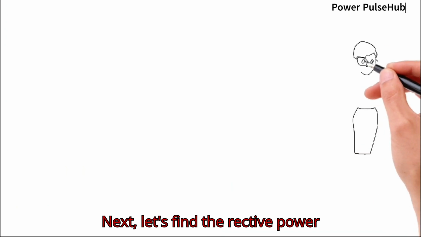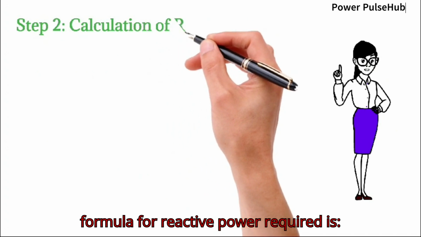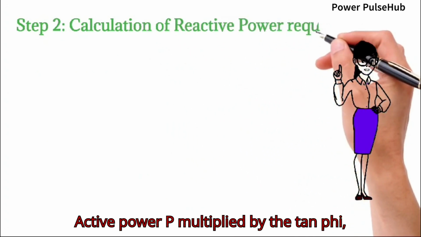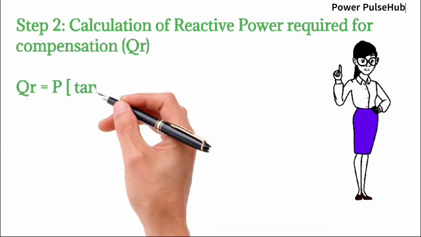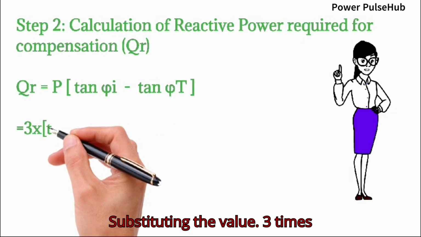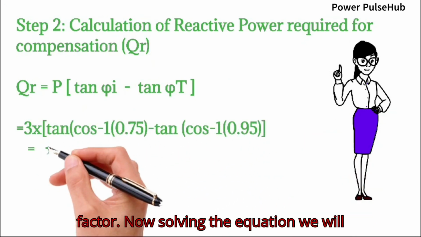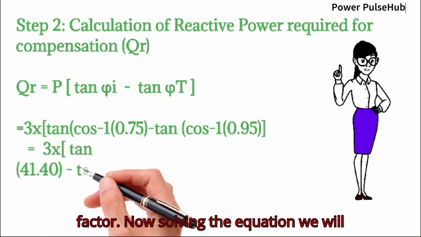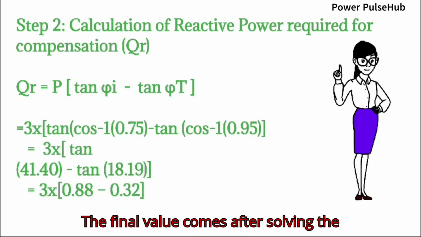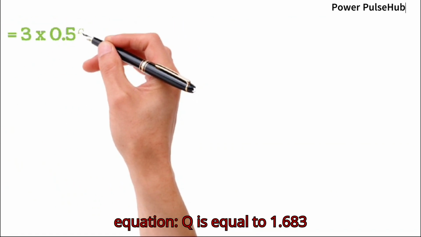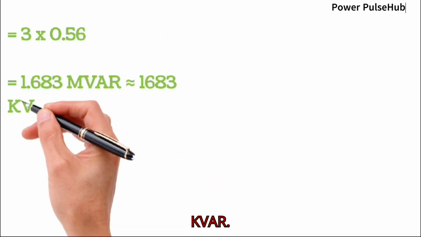Next, let's find the reactive power required for compensation. The formula for reactive power required is active power P multiplied by tan phi initial minus tan phi final. Substituting the values, 3 times tan of cos inverse of the initial power factor minus tan of cos inverse of the final power factor. Now solving the equation, we will get the value of the capacitor bank required. The final value comes after solving the equation. Q is equal to 1.683 MVAR or 1683 kVAR.